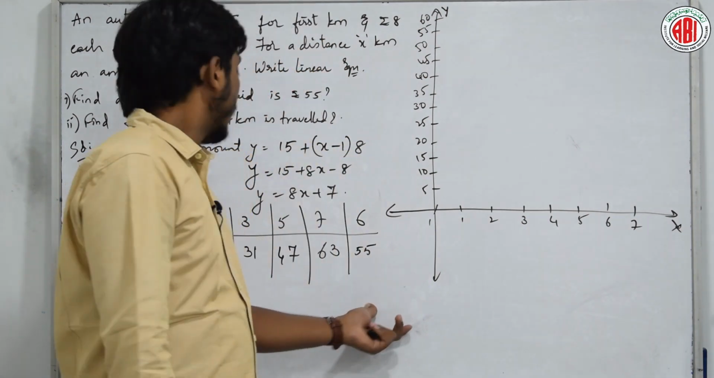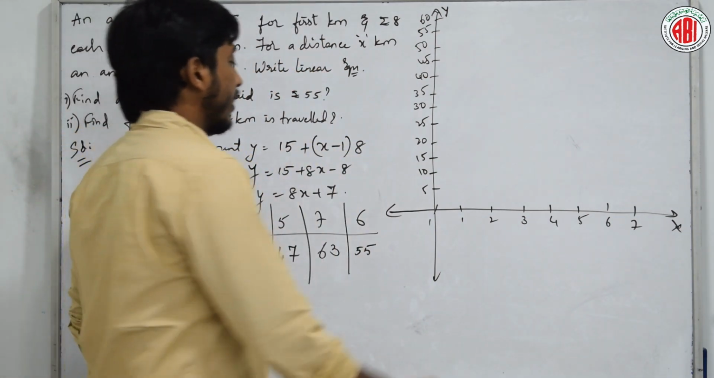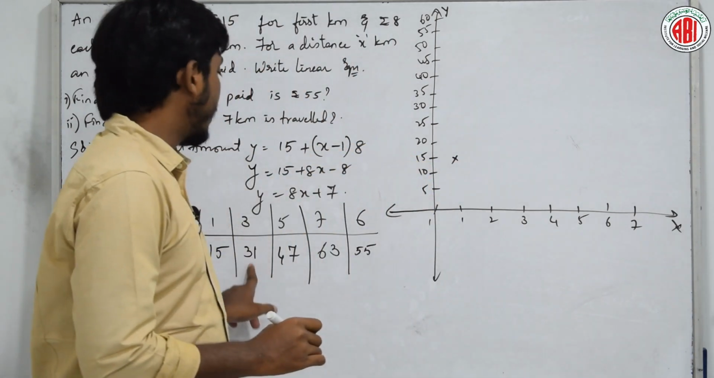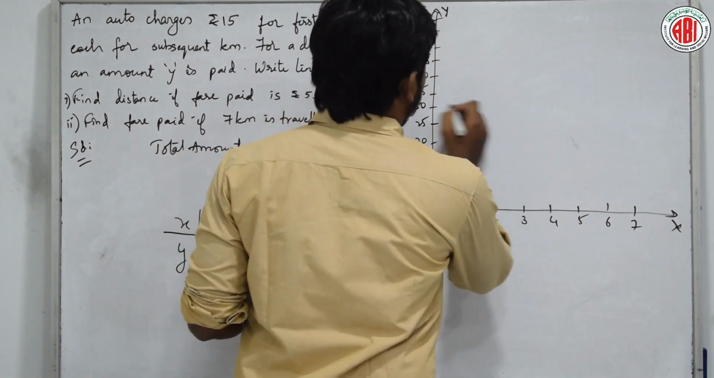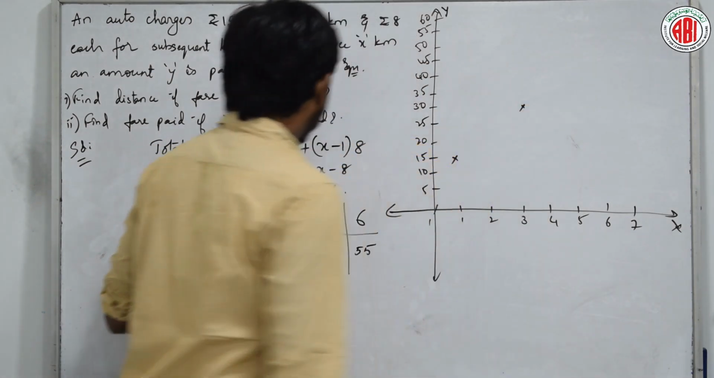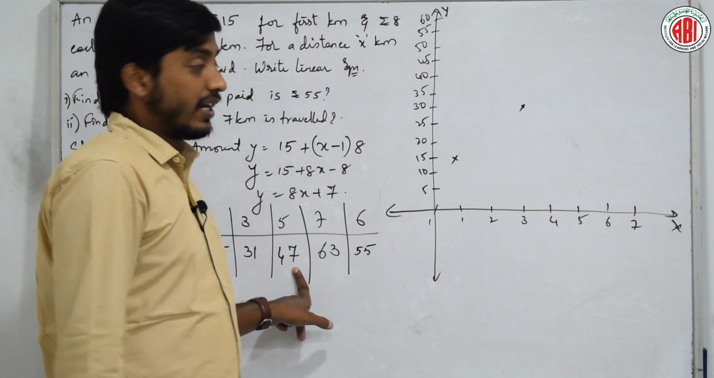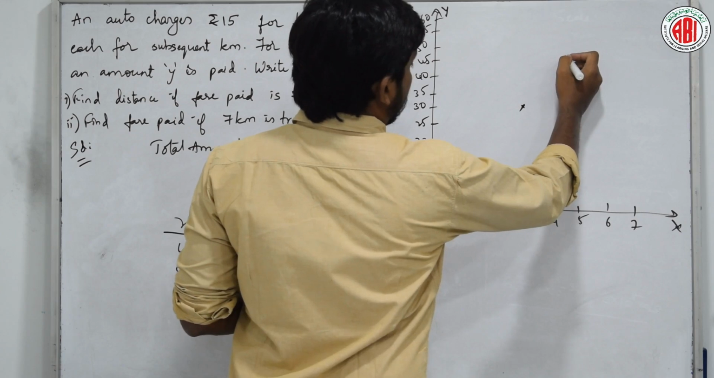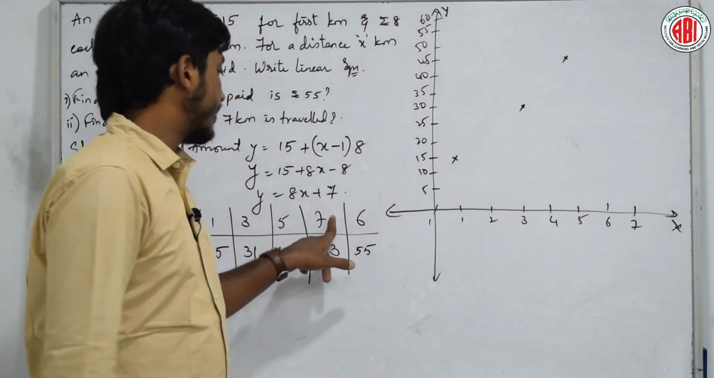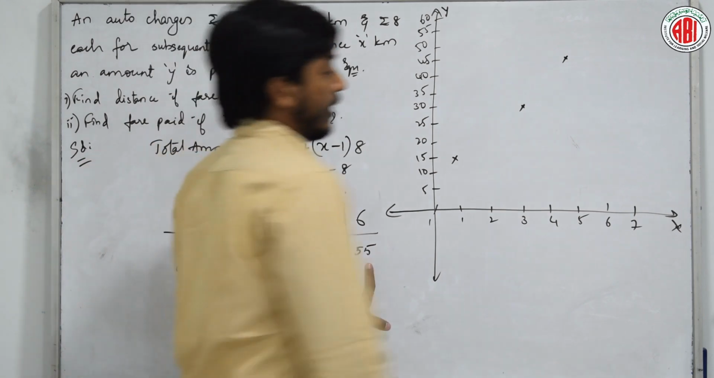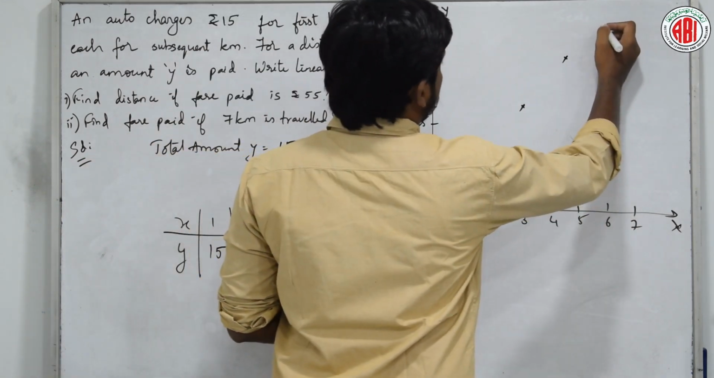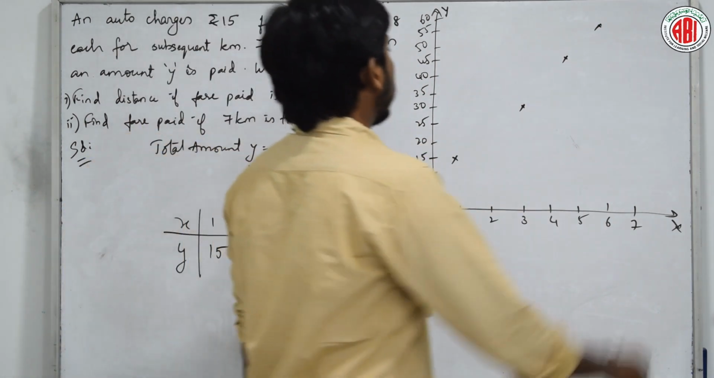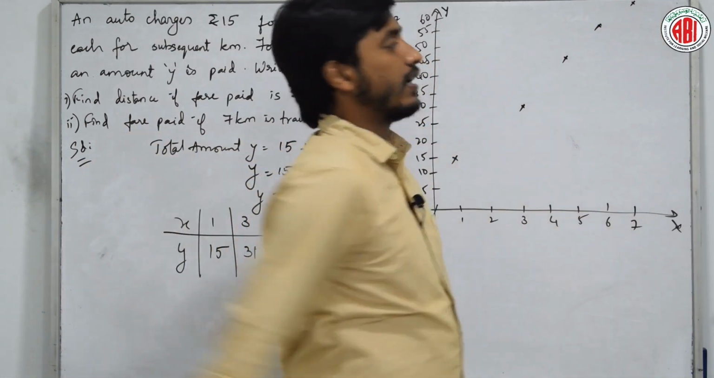Clear? Now check 1 comma 15. x is 1, y is 15. Clear? x is 3, y is 31. Next, x is 5, y is 47. Next, x is 6, y is 55. And the next, x is 7, y is 63.